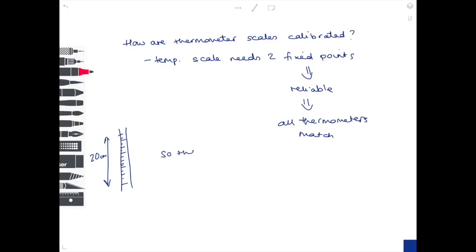So the scale can be made by dividing the space between the two fixed points.